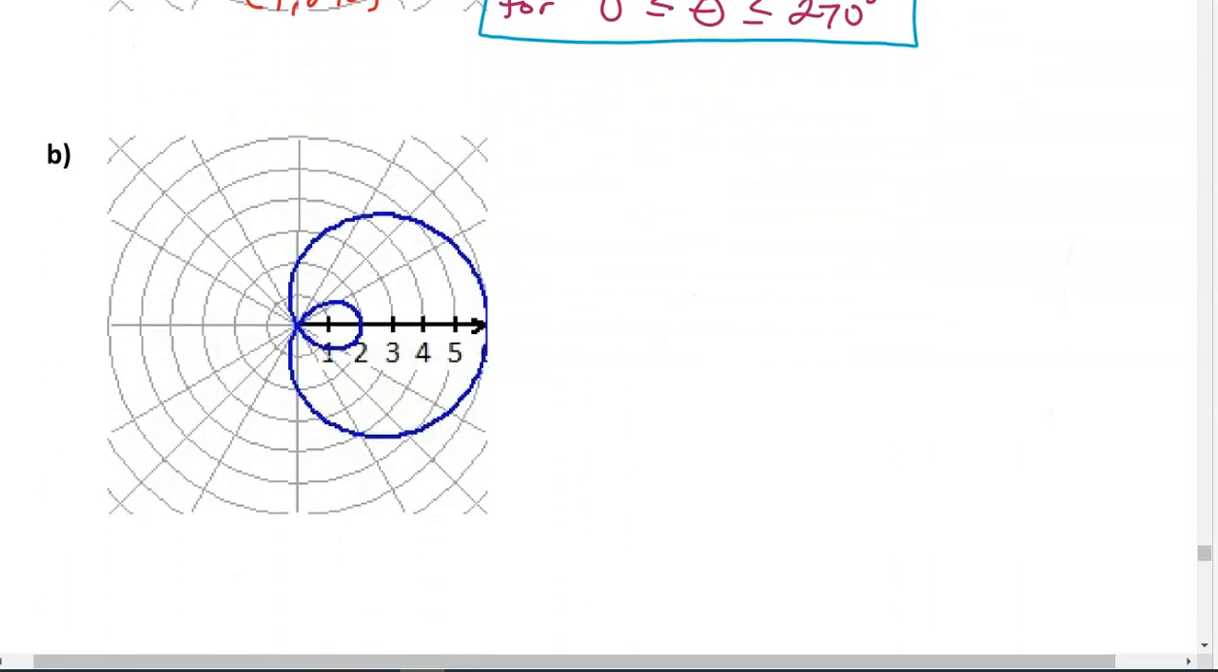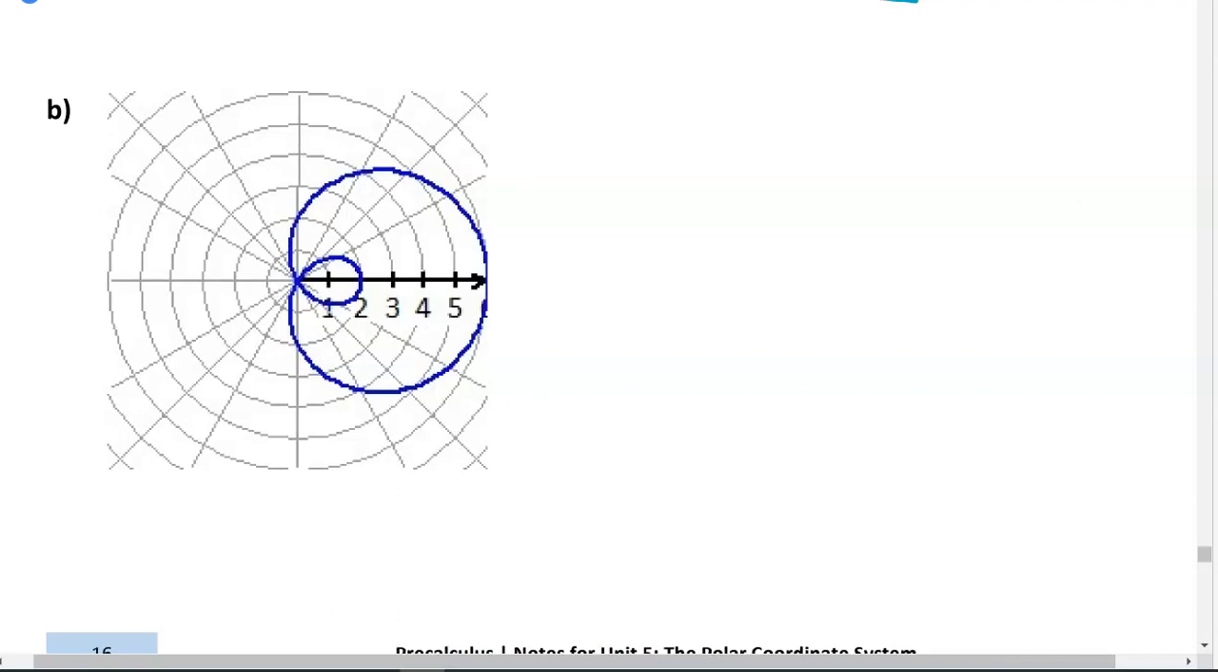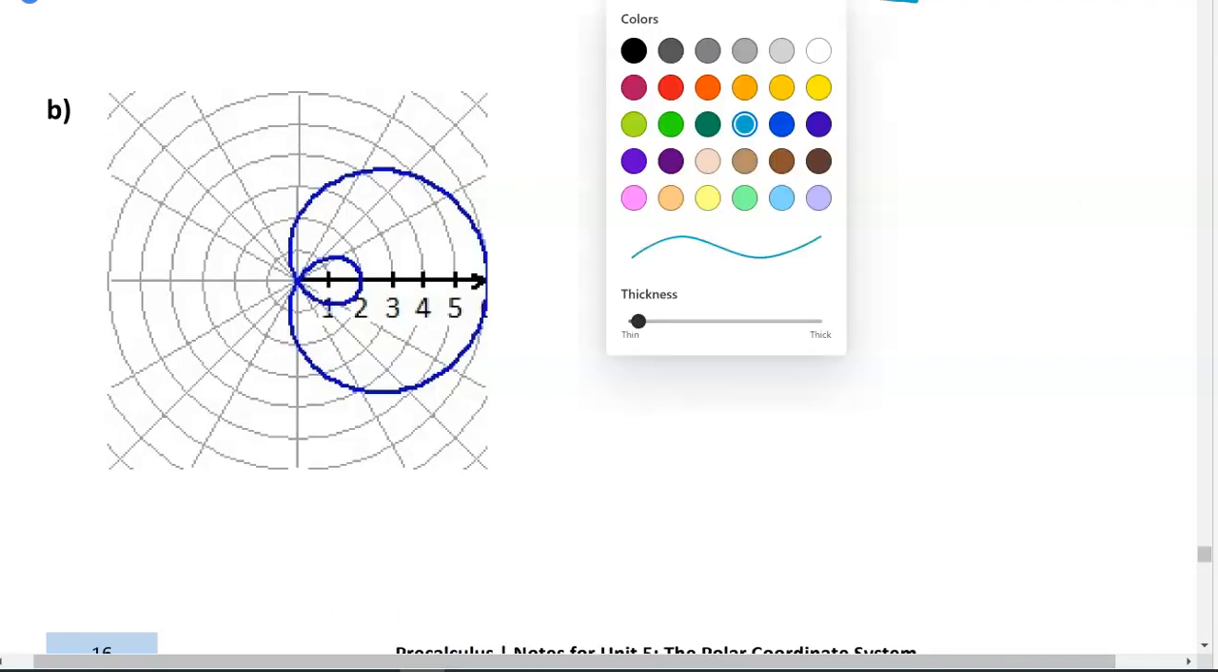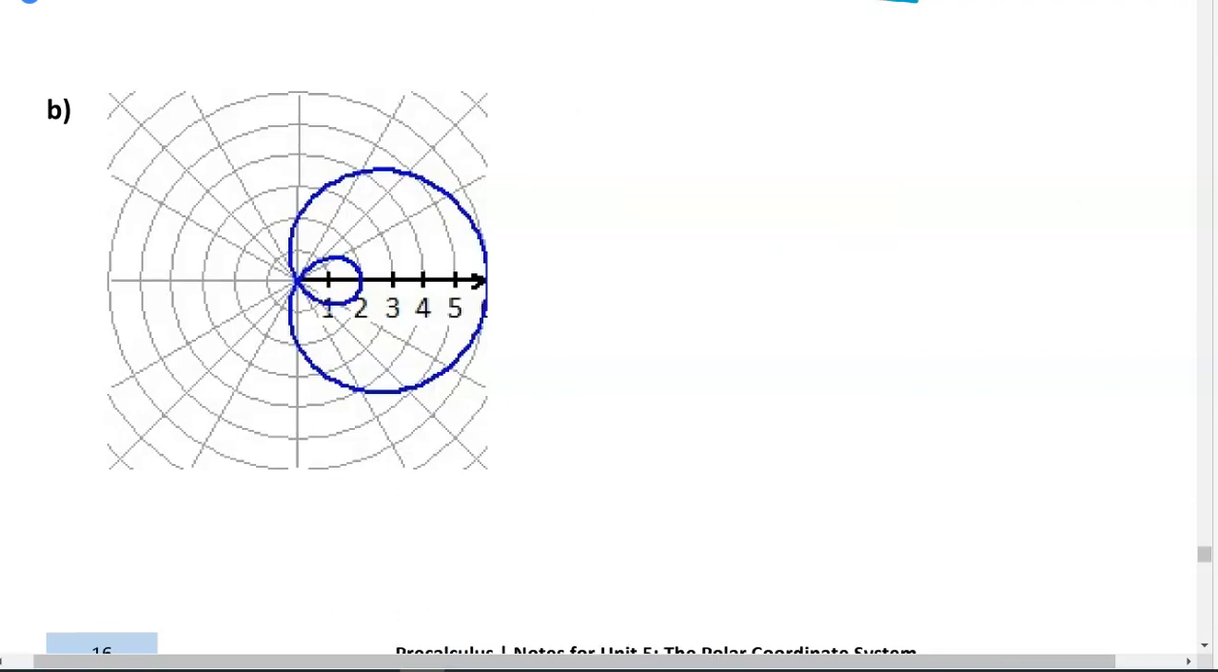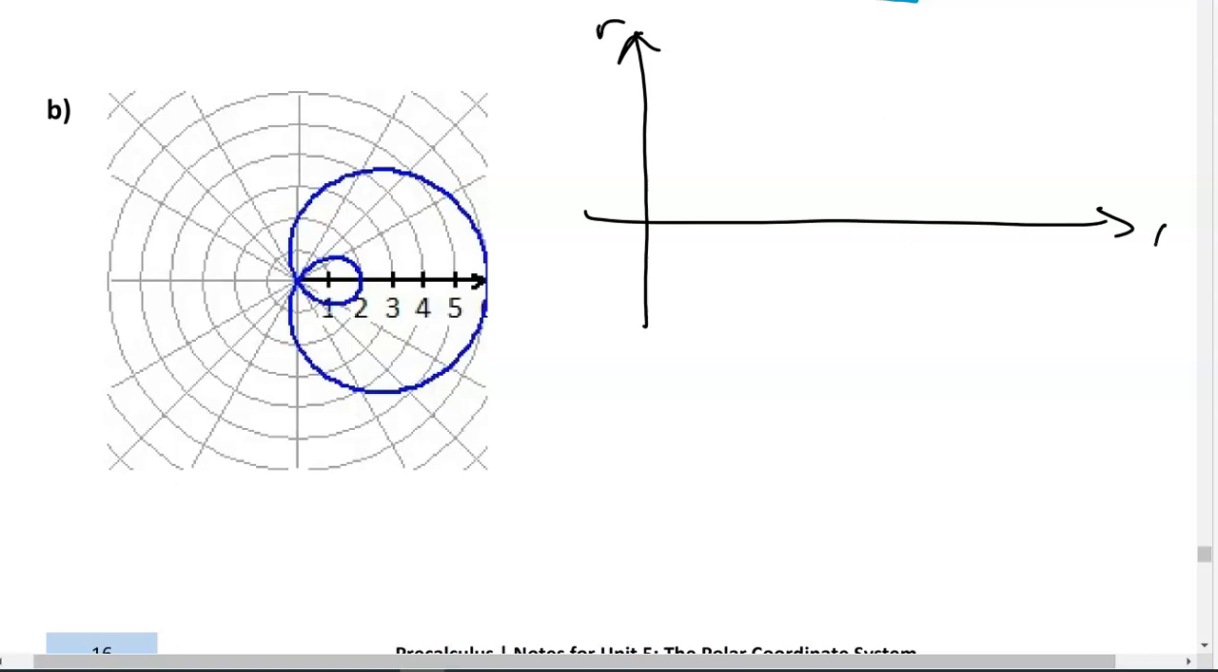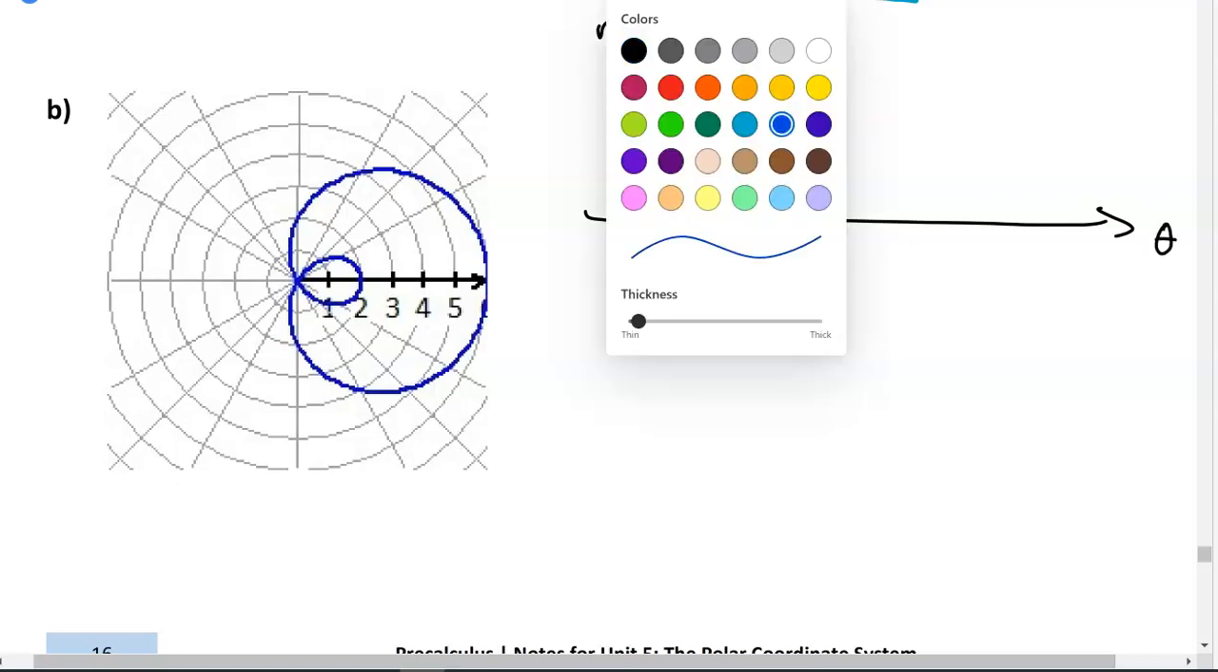All right, now let's look at B. This is also clearly a polar graph. We're going to use the same technique on it. So we'll create a graph with r on the vertical and theta on the horizontal. Let's name some points on this graph.